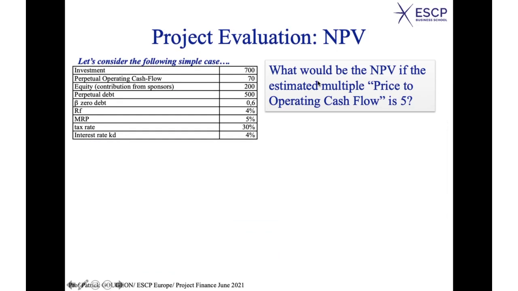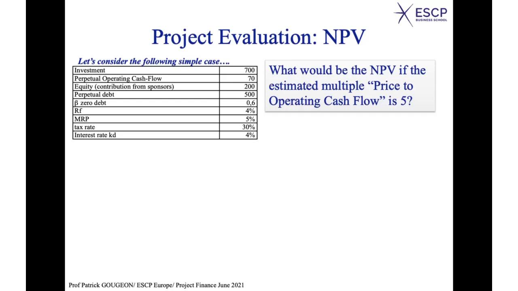Let's assume that for this type of project, we can have an estimate of the price to operating cash flow ratio, this kind of multiple. It could be obtained from the market. On the market, this type of multiple can be calculated, and they are provided by all types of institutions providing financial data. So let's assume that the multiple of price to operating cash flow is 5.